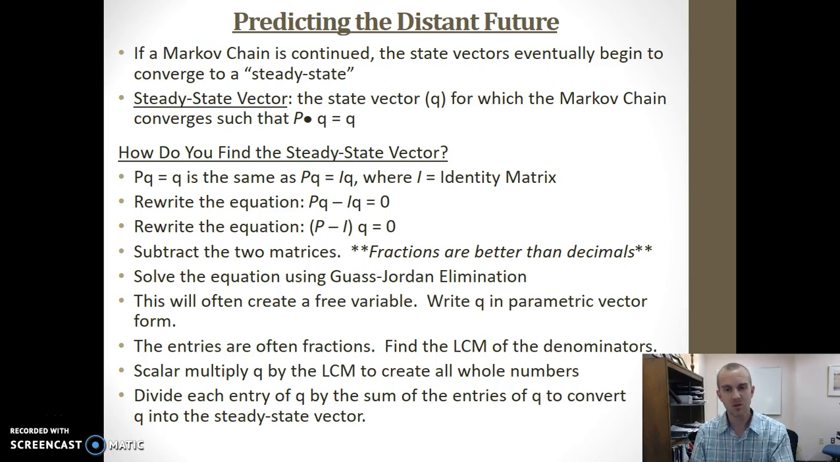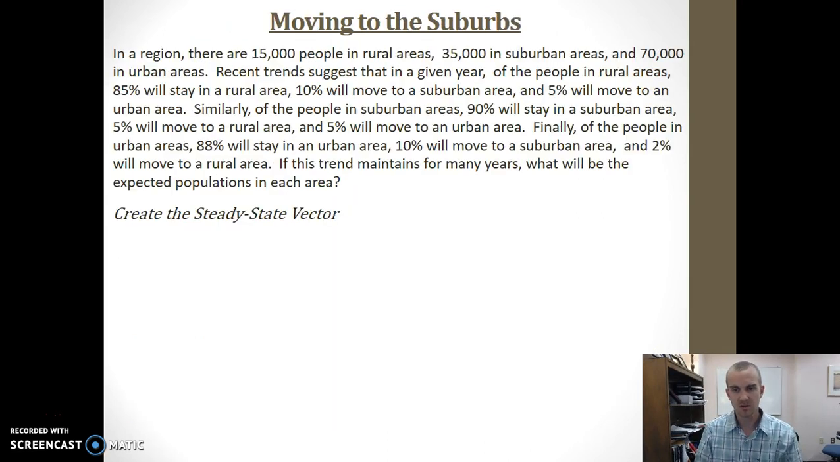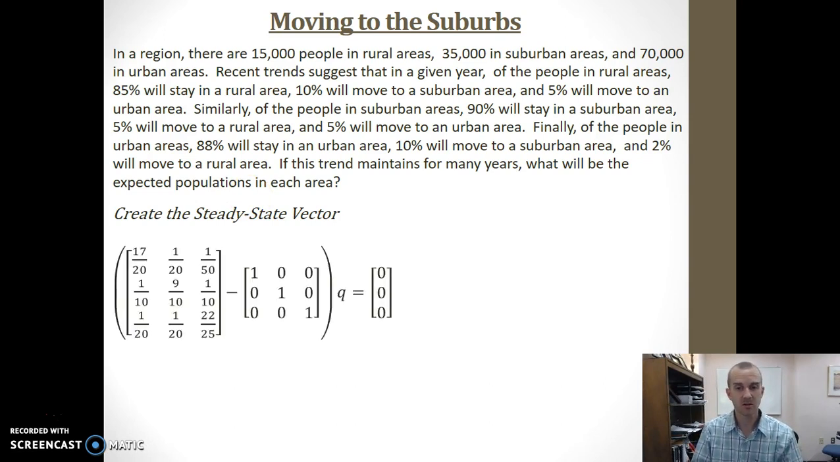So we're going to go through an example because I know this is a lot written down here. Hopefully seeing the example will help. We're going to take that exact same problem, but look at what happens if we went out many years with no one being added or subtracted from the population. First thing we create is the steady state vector. So we take our probabilities and subtract 1.